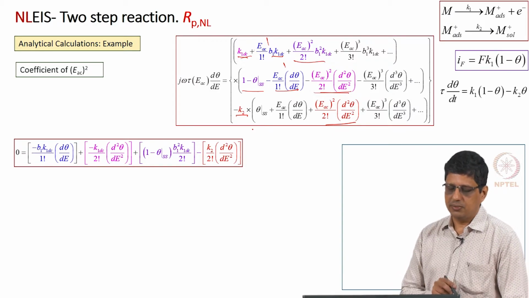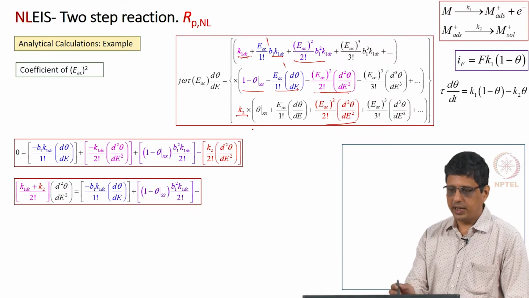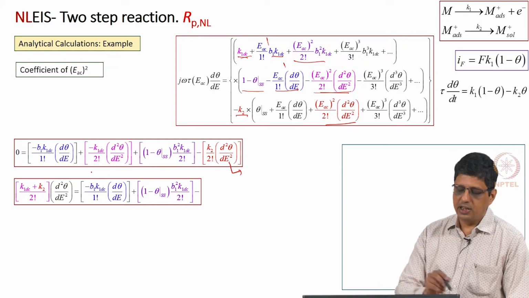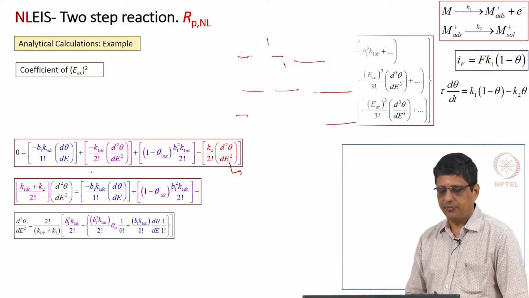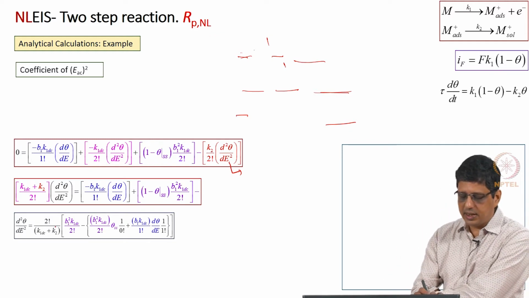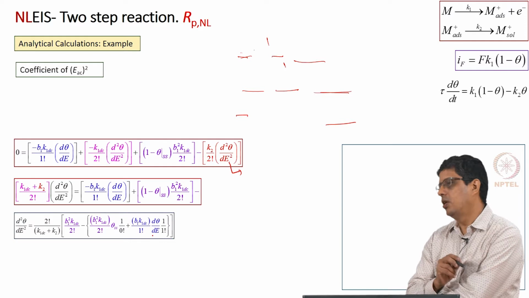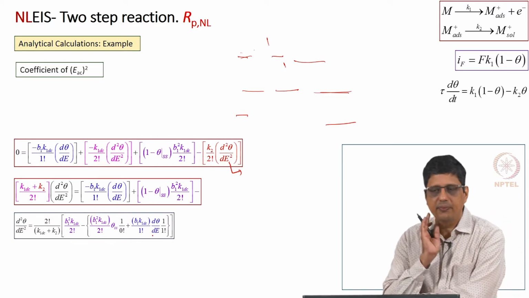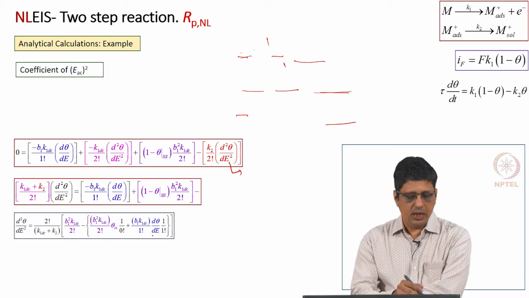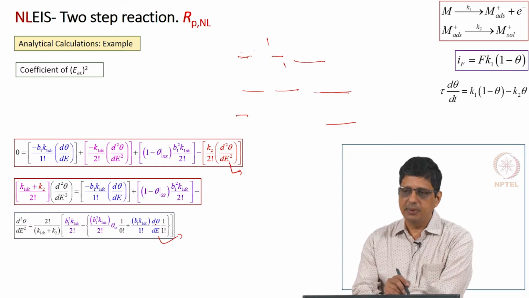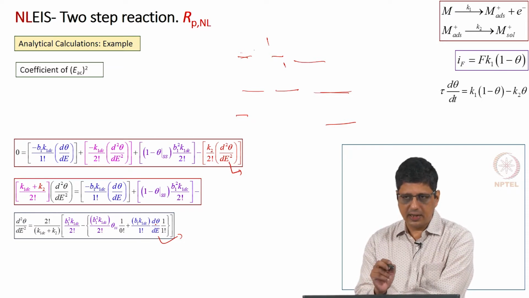Now, I can rearrange it. You can rearrange it and write basically d square theta by dE square in terms of other known parameters. I can write it as d square theta by dE square is 2 factorial by K1 plus K2. It is going to depend on d theta by dE. Now, if you look at it, it is independent of omega. Well, it is not really independent of omega. Omega does not appear explicitly here. d theta by dE depends on omega, and of course, we are writing all this under the limit of omega tending to 0.